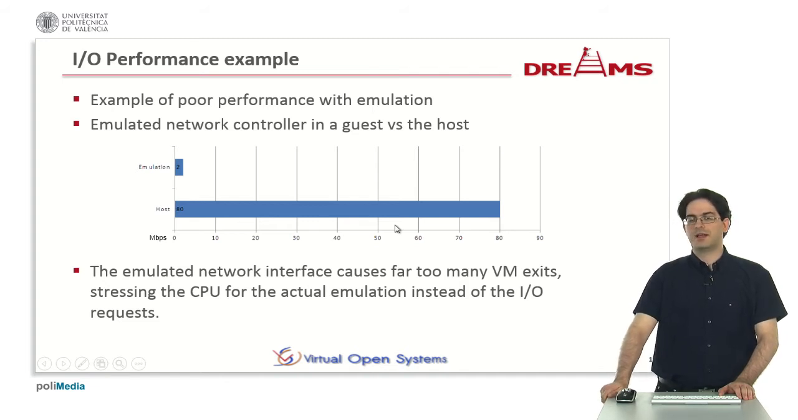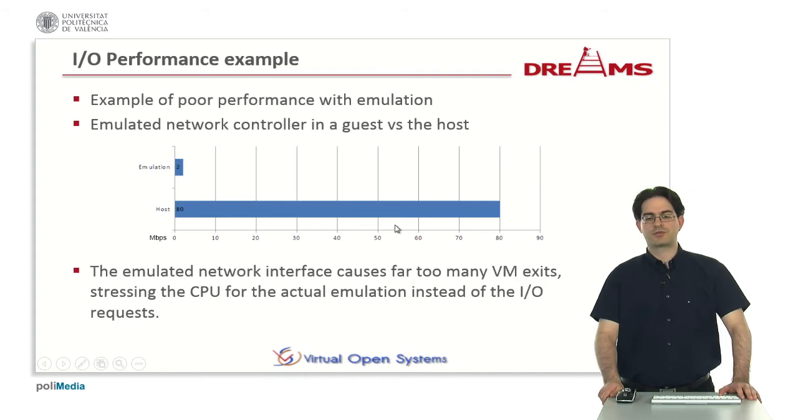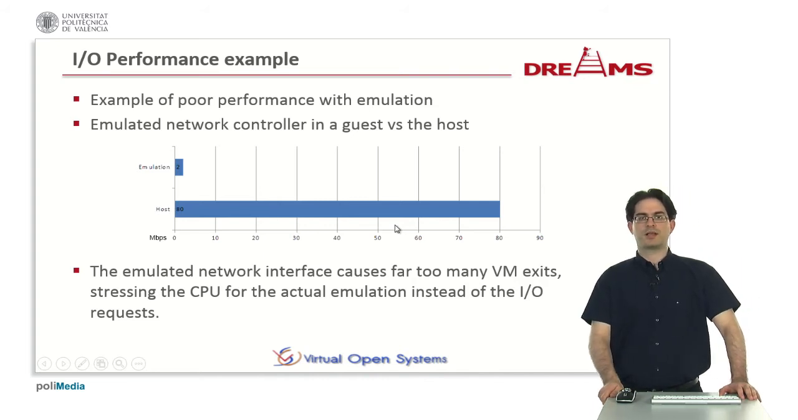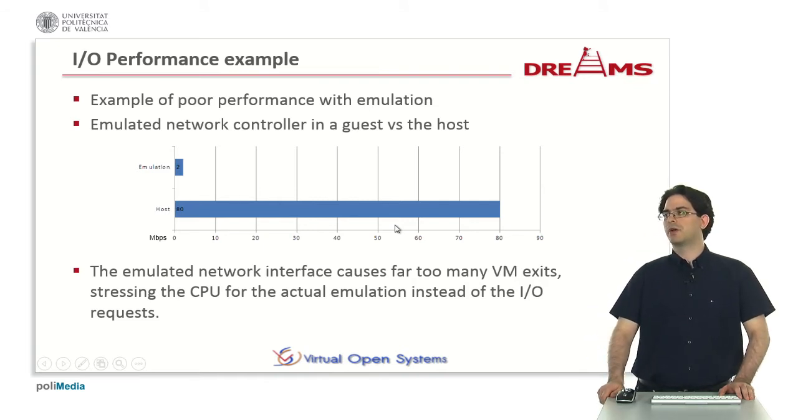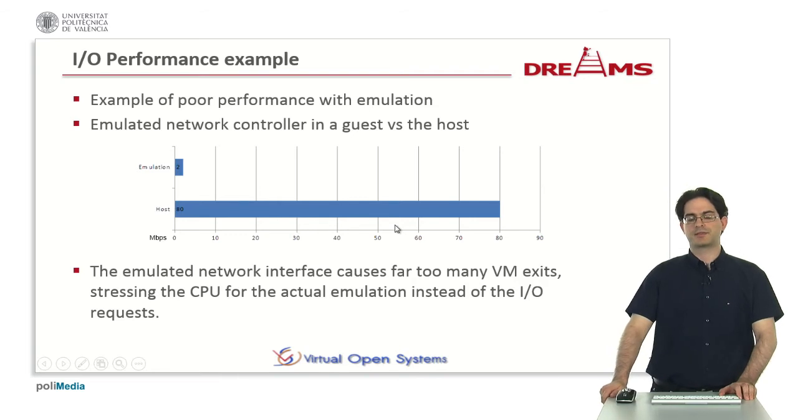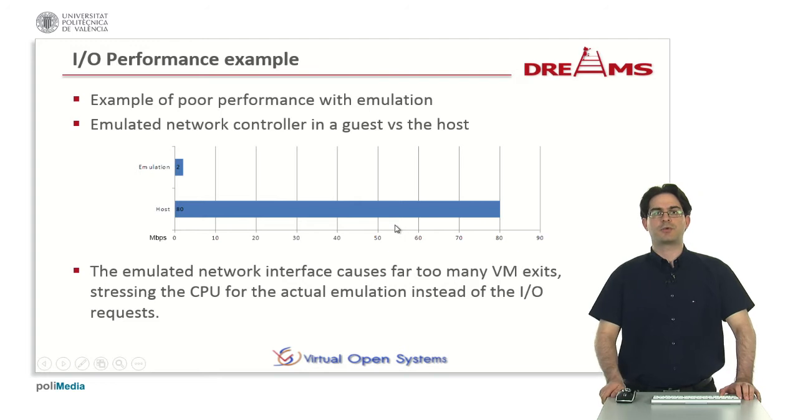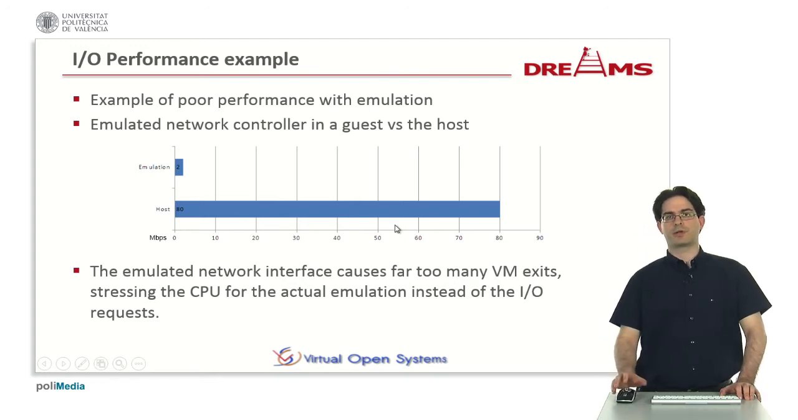Of course, this is an extreme example where the emulation of the network controller is not as efficient as it could be, but we see that the performance is much worse because there are far too many virtual machine exits. Basically, whenever the guest tries to send a packet, it has to be paused by the hypervisor, which emulates the network controller, and then it gets back to processing. So we lose valuable CPU cycles for the actual emulation instead of for the I/O requests.